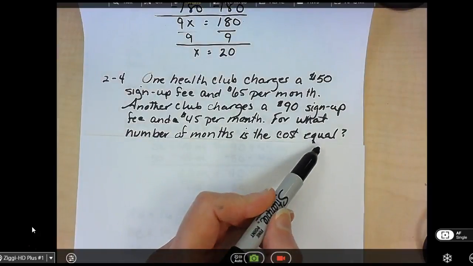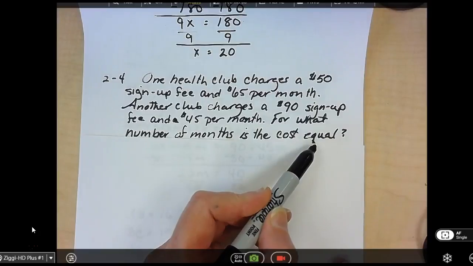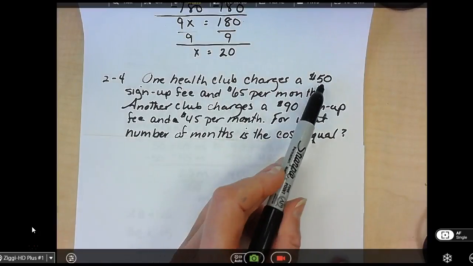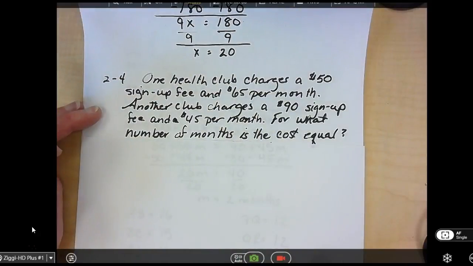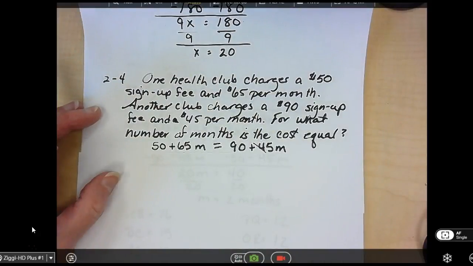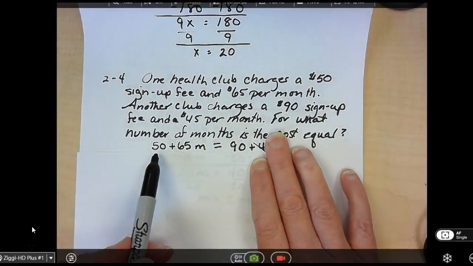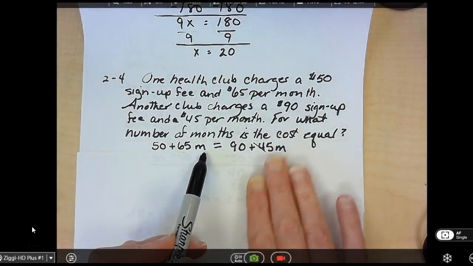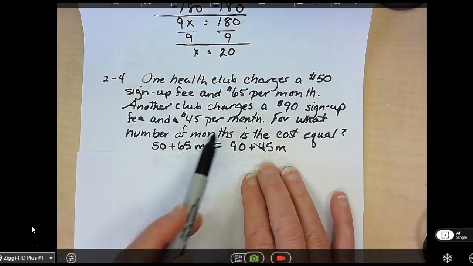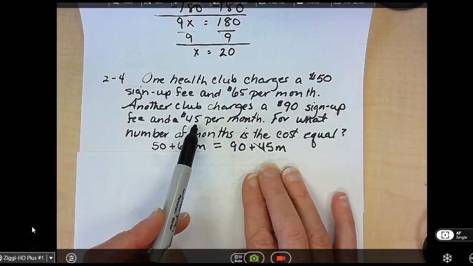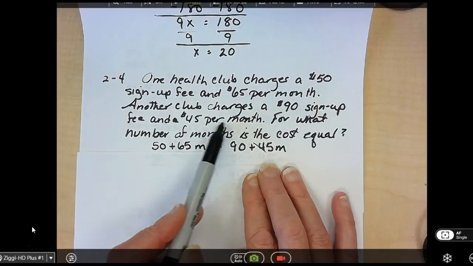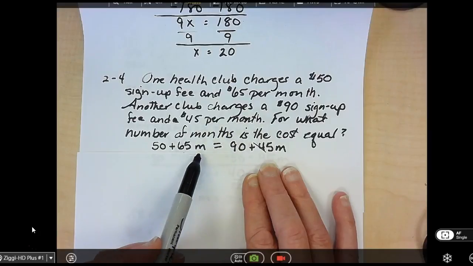So they let you know that you're going to put the two equations equal. So we had $50 and we're adding $65 per month. So I'm going to use M for months, and I'd have my 50 plus 65 times months. Now if you're having trouble setting up the equations, just think of what you would do if you signed up for 3 months. You would have 45 plus 45 plus 45, or 3 times 45. So think of an example and then go back and put your variable in.